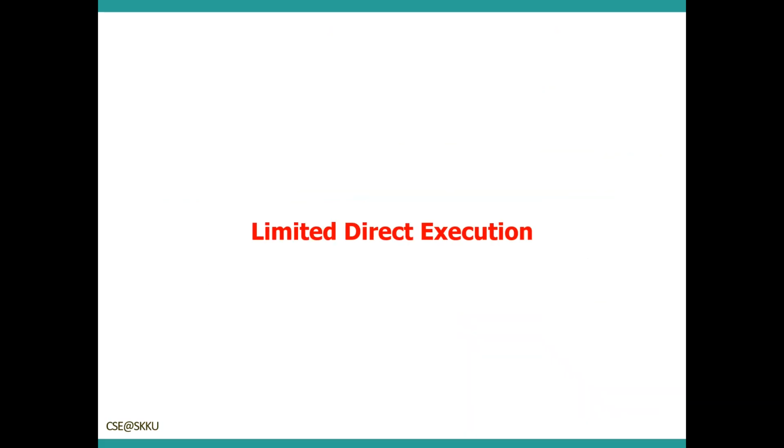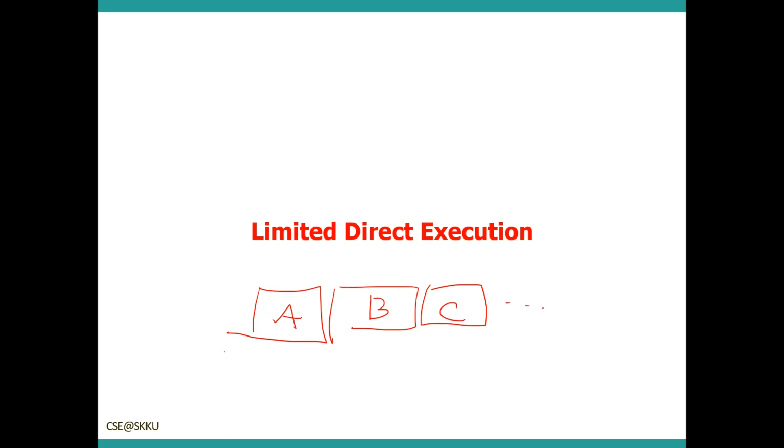Hi, today's topic is limited direct execution of the operating system. Generally, in order to virtualize the CPU, the operating system needs to share the physical CPU among many jobs running at the same time. The basic idea is simple: run one application for a little while, then run another one, and so forth, application C, and so on. By time sharing the CPU in this manner, virtualization can be achieved.